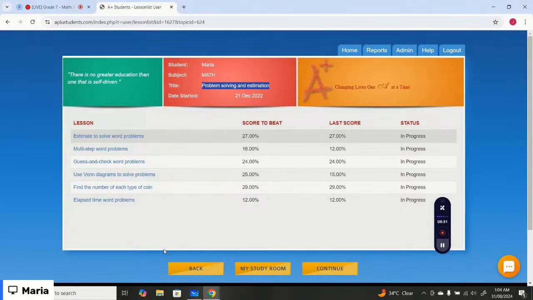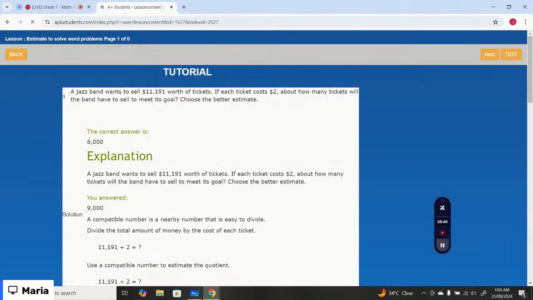Okay, here I am on grade 7 math. Let's just start with the first lesson, that is estimate to solve word problems. So let's just start with the lesson. Okay, so let me just read the question. Just listen to me carefully.